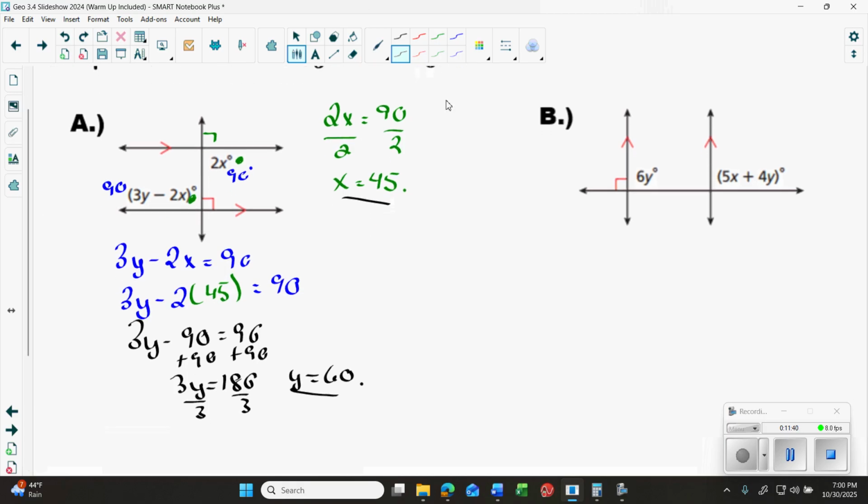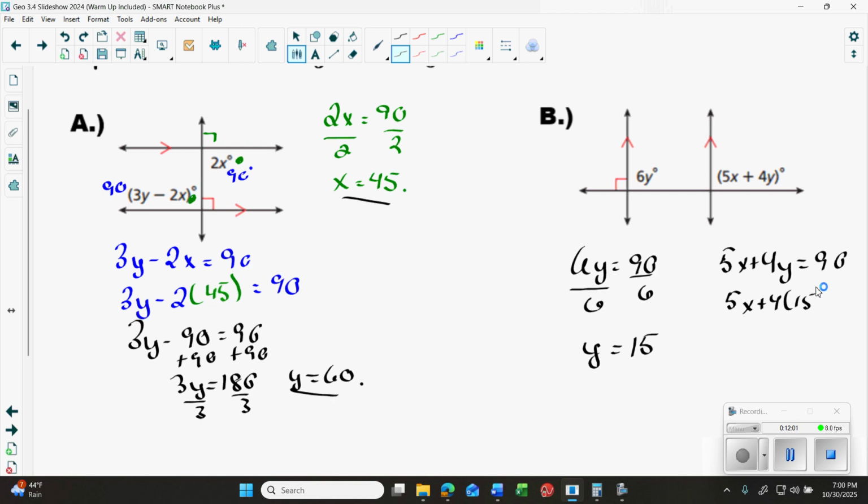Okay, so the setup here will be 6y equals 90. Divide both sides by 6. y equals 90 divided by 6, so that would be 15. And then 5x plus 4y equals 90. So we're going to get 5x plus 4 times 15 equals 90. So that's going to be 5x plus 60 equals 90. Subtract 60, 5x equals 30, and thus x equals 6. Cool.